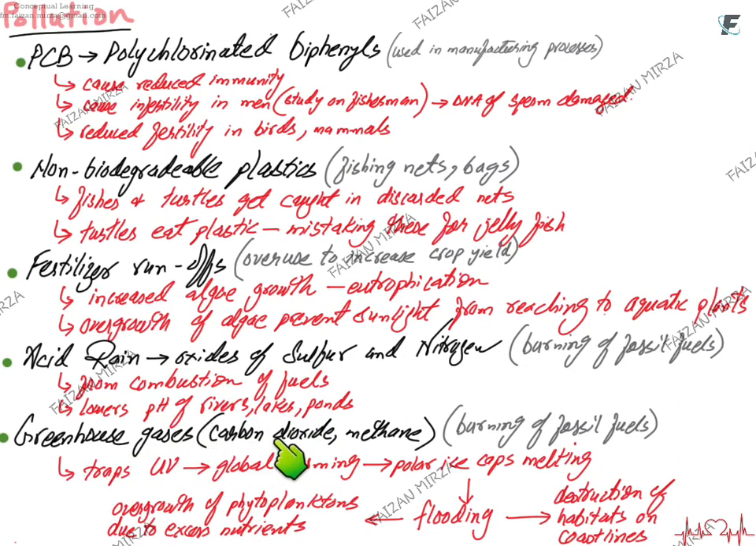Greenhouse gases such as carbon dioxide and methane, which are released from the burning of fossil fuel, trap ultraviolet light, and this causes global warming. Polar ice caps have started to melt, and it causes flooding. Flooding is a concern because the high tides cause destruction of habitats on the coastlines, as well as the overgrowth of phytoplankton due to excess nutrients being delivered there.